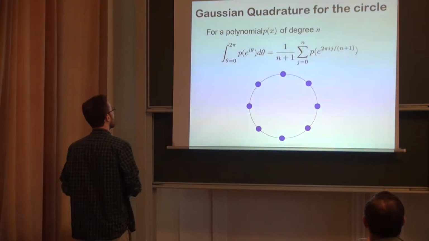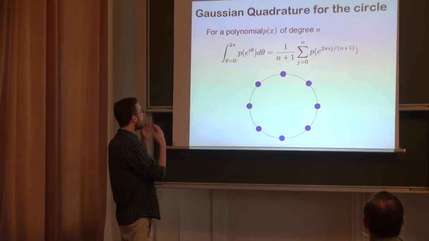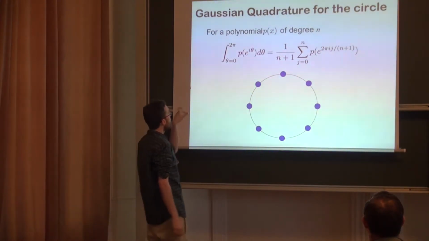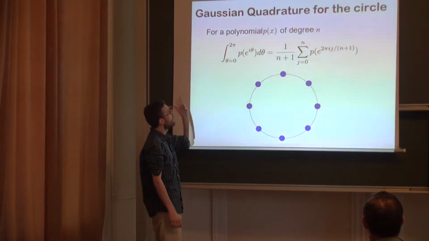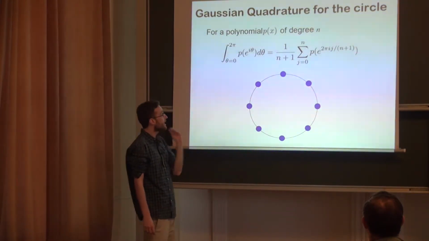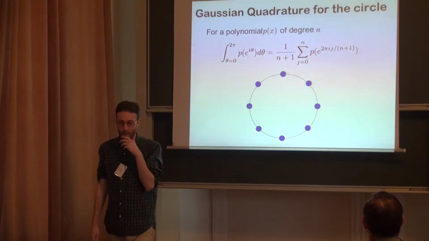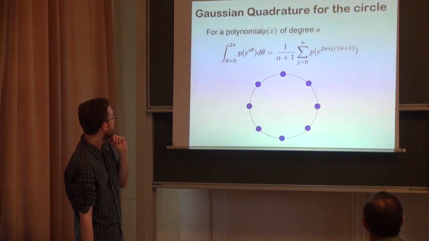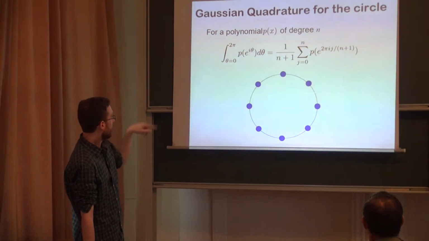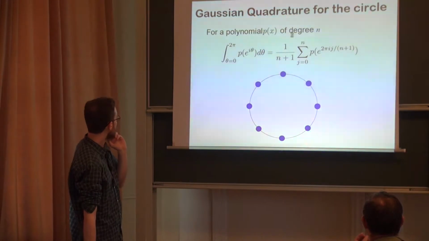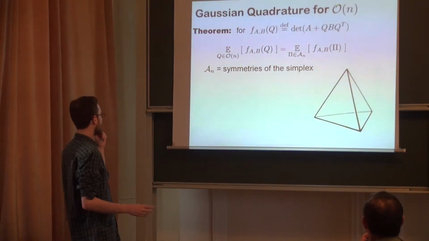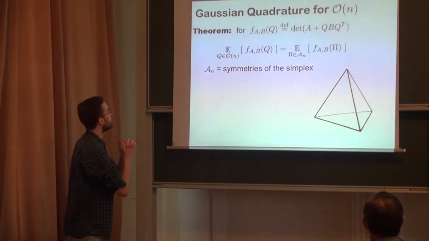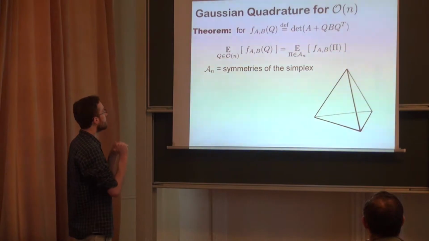OK, so why would quadrature even work? Well, we know that it works in other cases. Gaussian quadrature in particular works on the circle. So when you integrate from 0 to 2 pi, you can actually do that by just summing over the node points of the roots of unity. So we're going to actually have to do, instead of going over the circle, we're trying to integrate over the simplex.